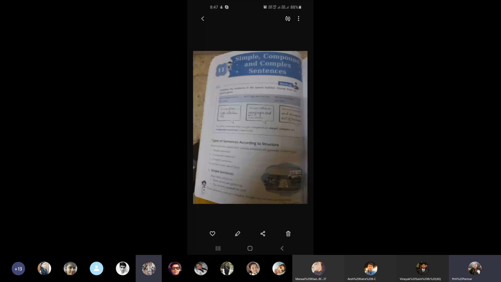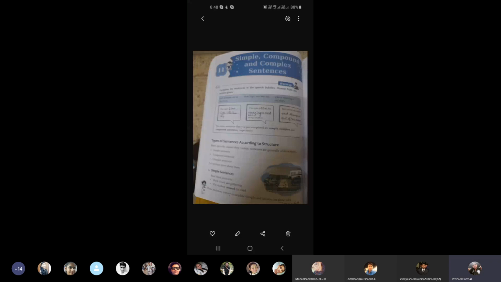Okay. So we take up the next heading. Okay. Thank you. Then the next heading is simple, compound, and complex sentences. Now, as the word simple tells you, it is a straightforward, simple sentence. Okay.